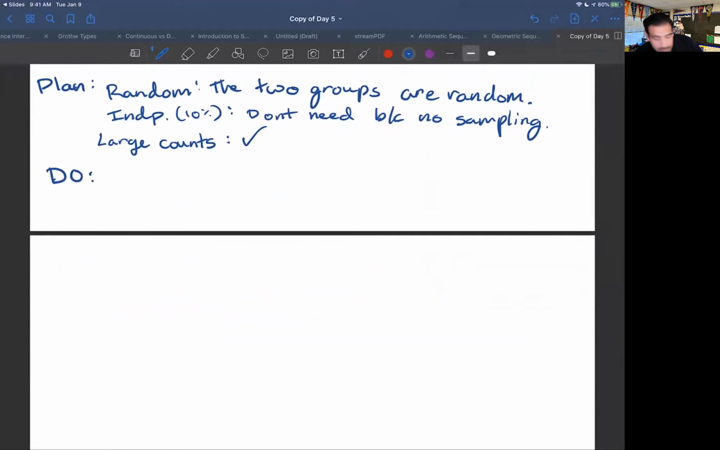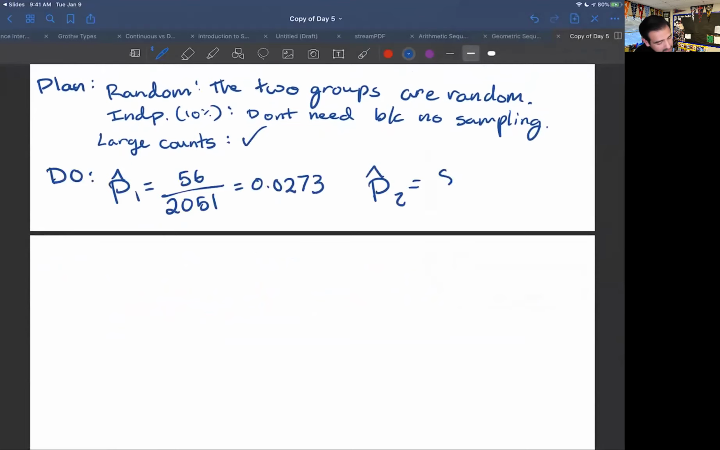So let's do P1, right? For the people who did take the drug, we know that 56 out of the 2,051 had a heart attack. That is 2.73%. And I know the placebo group, the statistic that I collect, 84 out of those 2,030 had a heart attack, which is about 4%. That's the placebo group.